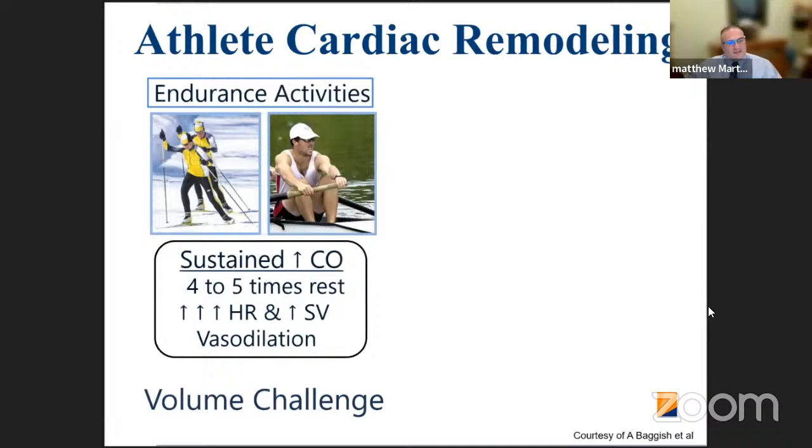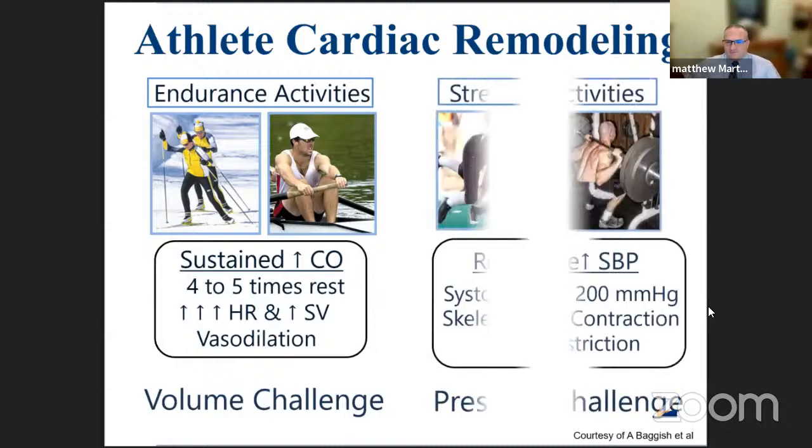But think about it as those that are endurance athletes. They have increased cardiac output 4 to 5 times above what their rest is. They can do this for hours on end. Maximum heart rates, increased stroke volume, and the vasodilatation that comes with that is a volume challenge. Much like we see with severe aortic insufficiency, the ventricles dilate as a result.